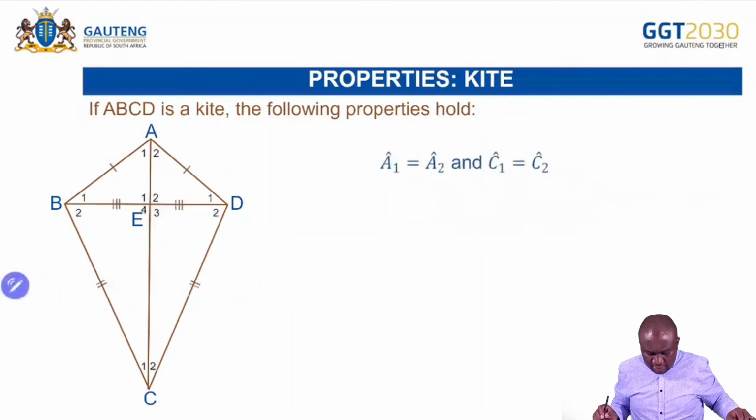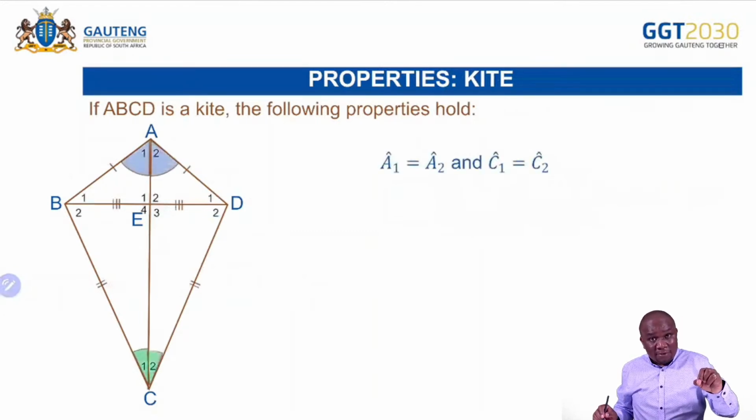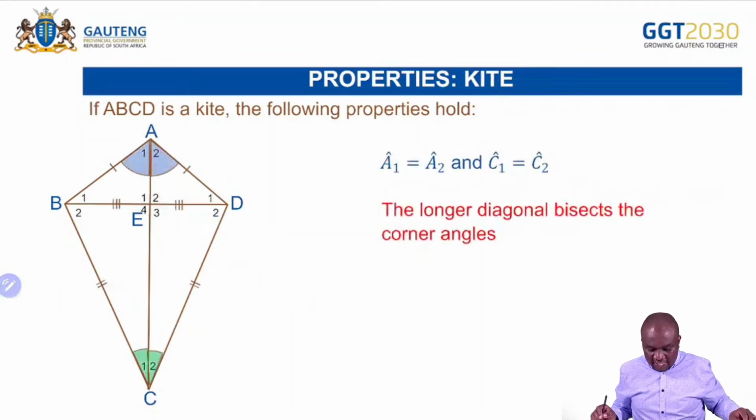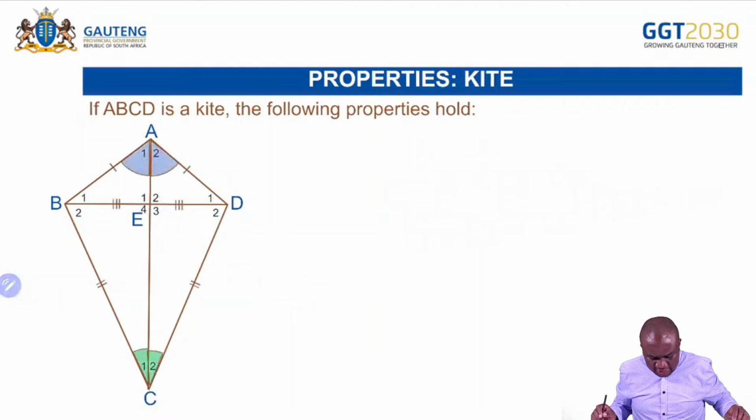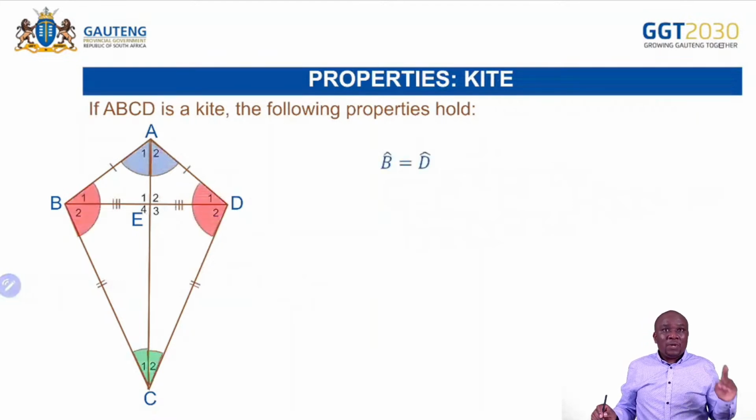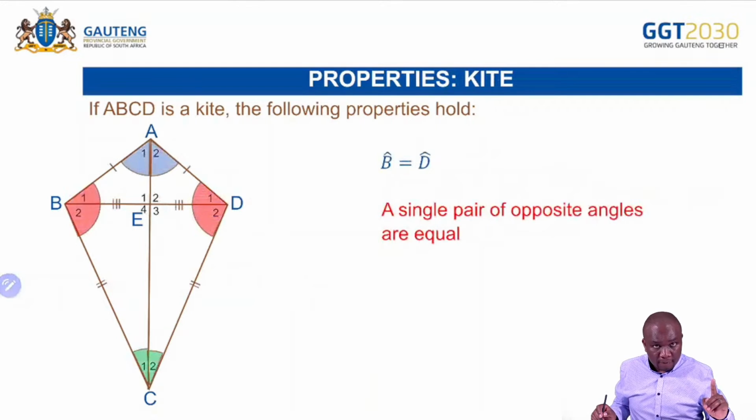Okay? And then the longer diagonal bisects the corner angles, like angle A and angle C are divided by the longer diagonal into two equal parts. That's for the kite. And then what else? Angle B is equal to angle D. We only have a single pair of opposite angles equal. Remember, for parallelograms, it's two pairs of opposite angles being equal. But for a kite, a single pair of opposite angles are equal, like here, angle B and angle D are equal.